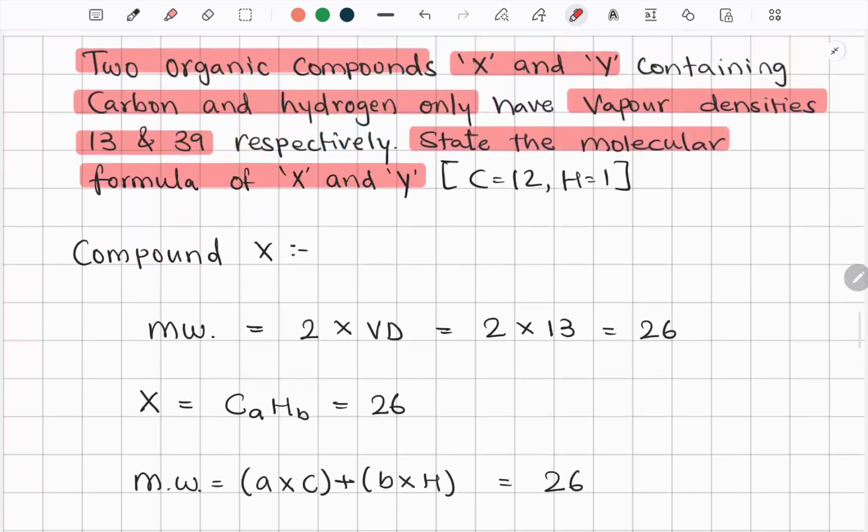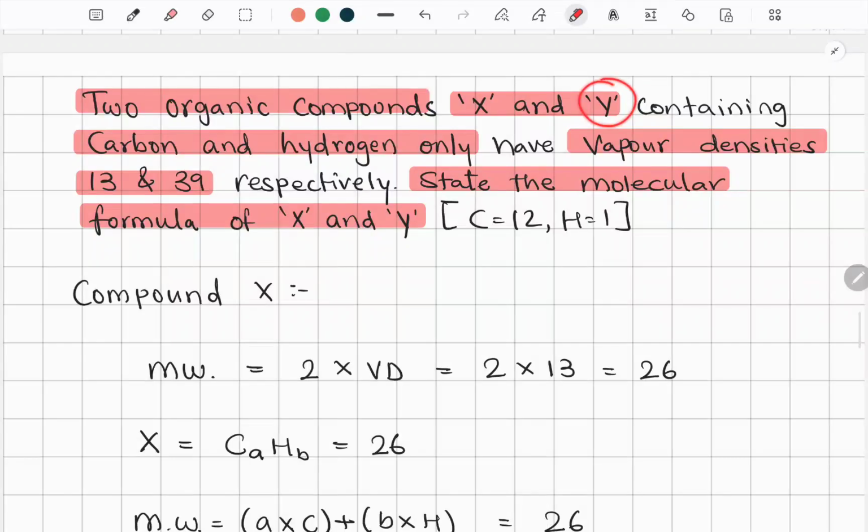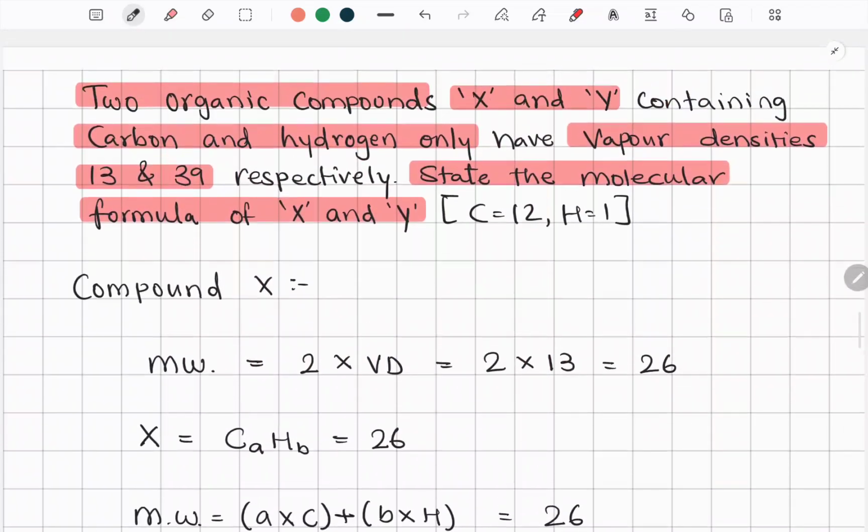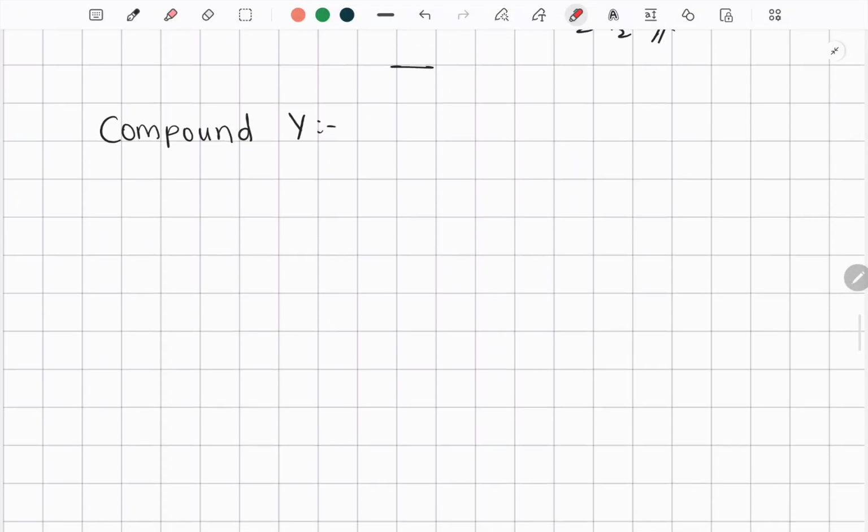Okay, now one more thing is still remaining, which is the compound Y. So let's try to solve the compound Y as well. As you know now how we calculated X, we can solve for the compound Y as well. Again, first we calculate the molecular weight. How are we going to calculate it? Molecular weight is equal to 2 into vapor density. The vapor density over here is 39. So when you multiply 2 into 39, you get 78.